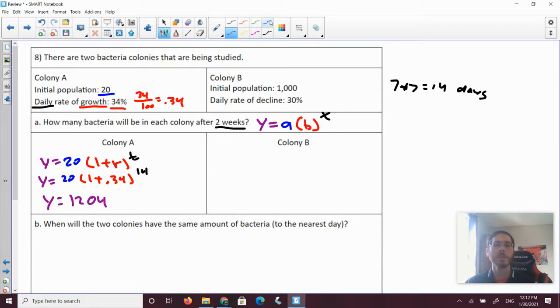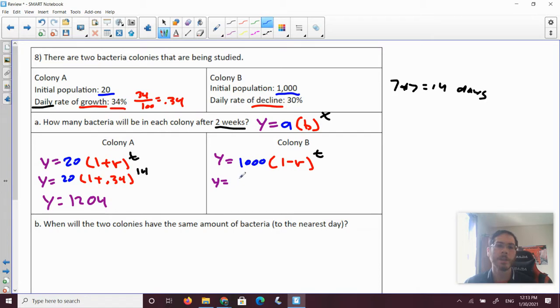For colony B, we kind of set up the same thing. Let's do it exactly as it looks over here. So y equals our initial population is 1,000. But since we're doing a decline, since we're doing a decay, we're going to do 1 minus r instead of 1 plus r. I'll just keep it the same. We'll put the t there. And the next line we'll replace.